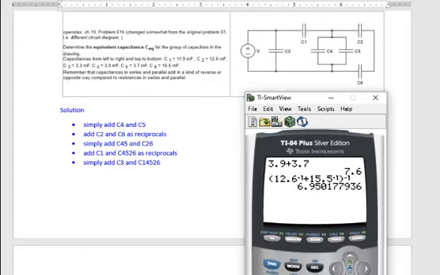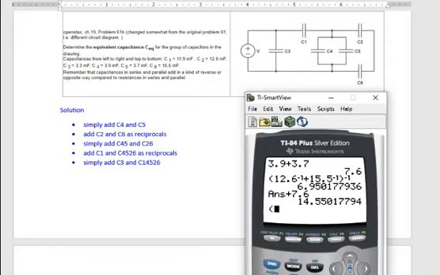Enter. Okay. Now C26 and C45 are in parallel with each other, so as capacitances, they simply add. So 6.95 plus 7.6. Enter. 14.55. 14.55 is in series with C1, which is 11.9, so they add as reciprocals.